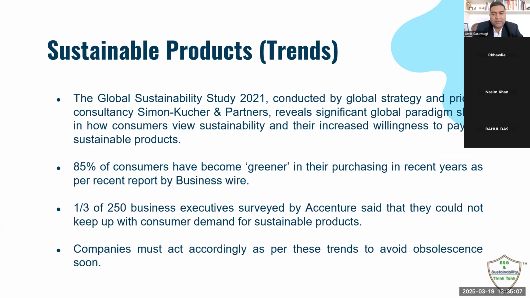So this is the level of huge demand by consumers for various kinds of products, which are green products, which are sustainable products. Companies must act accordingly as per these trends to avoid obsolescence soon. So if companies don't want to go out of business, then they have to keep up with the future trends, which is the sustainable product trend.